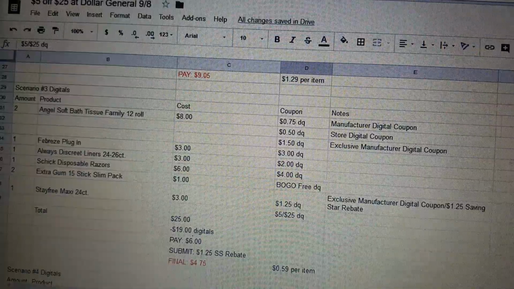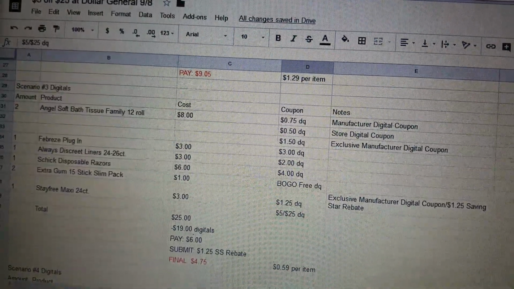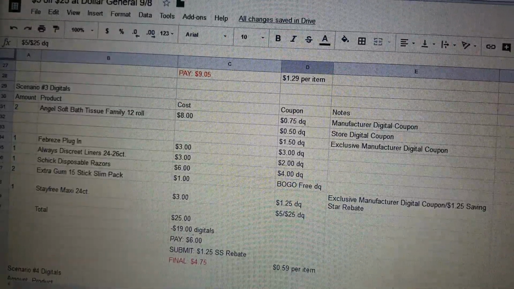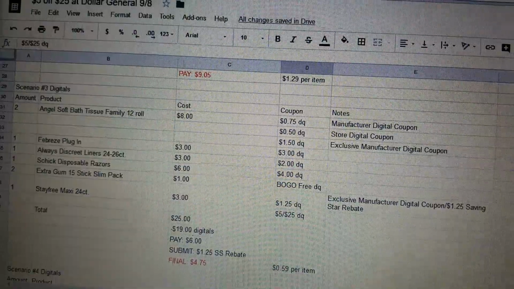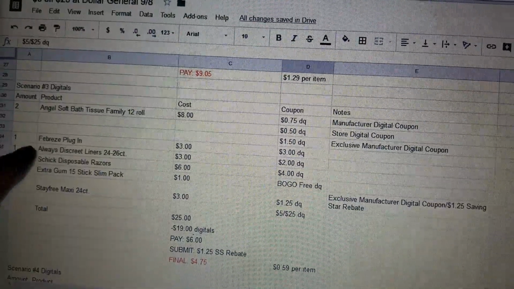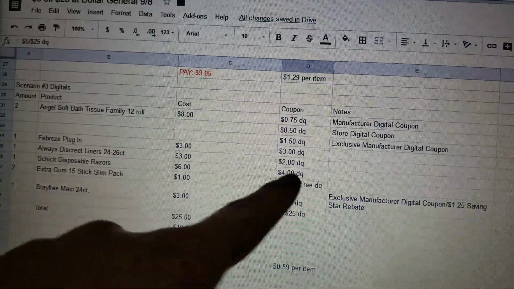Then you're going to grab one of those Febreze plugins, that little unicorn. I said it's such a unicorn. That's the reason why I did two different ones for you, just in case you couldn't find the Febreze plugin. But it is $3. We have that $3 digital. Then you're going to get one of the Always Discreet liners, the 24 to 26 count. They're $3. We have a $2 digital.